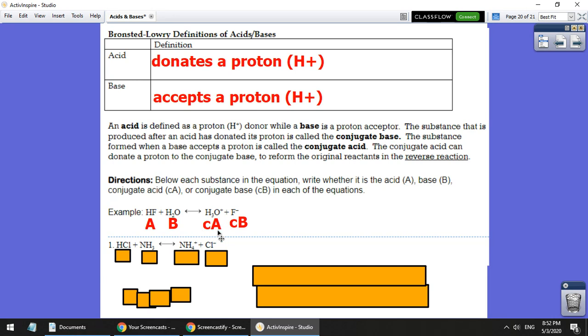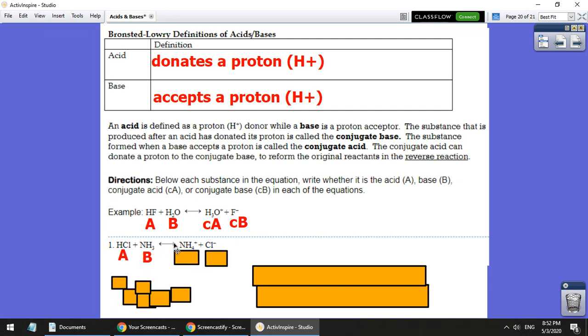Okay, one more example, and again, the key question is, who gives the H to whom? Going from left to right, we can see that HCl gives its H to NH3, which turns HCl into Cl minus. HCl donates an H, it's an acid. NH3 accepts an H to become NH4 plus. It's accepting an H plus, it's a base.